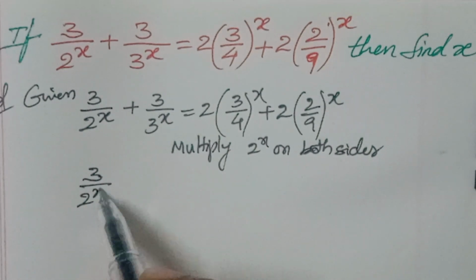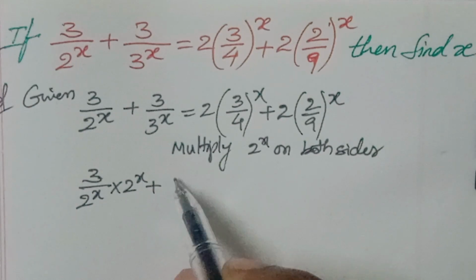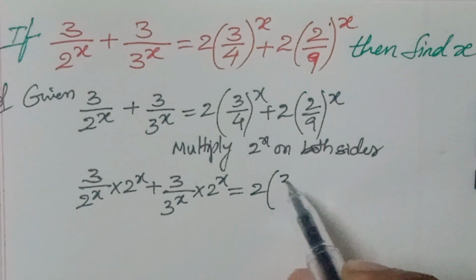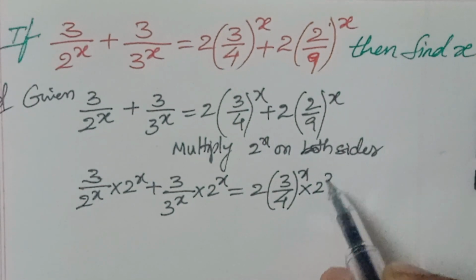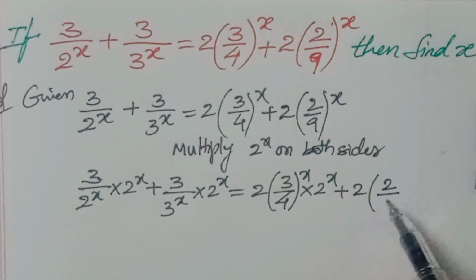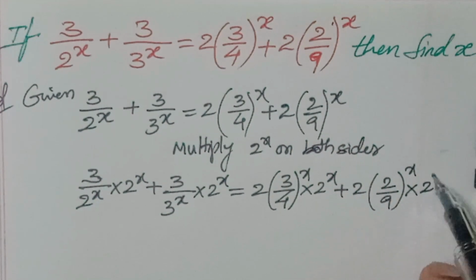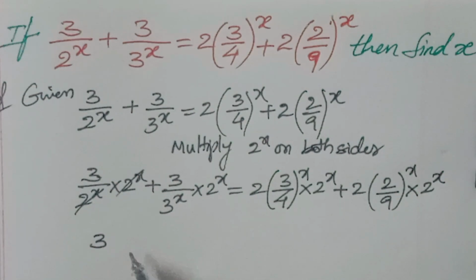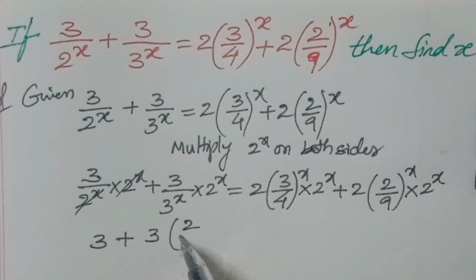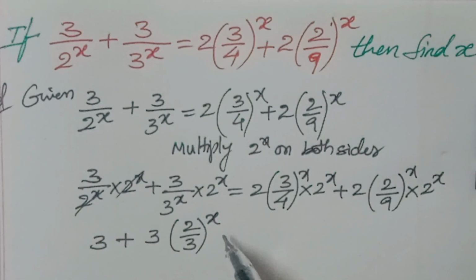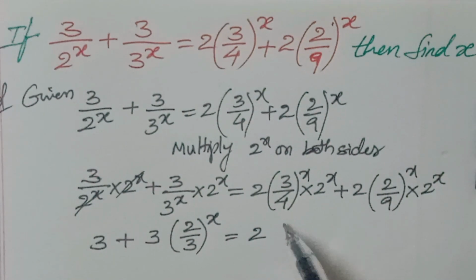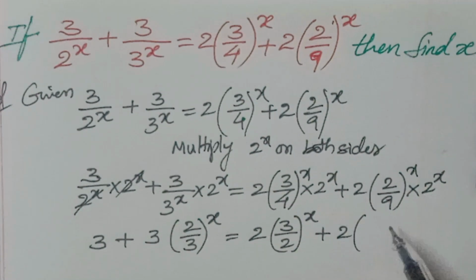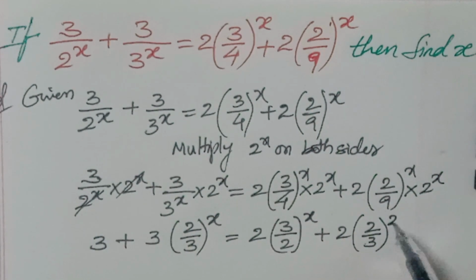Then (3/2)^x into 2^x, plus (3/3)^x into 2^x, is equal to 2·(3/4)^x into 2^x, plus 2·(2/9)^x into 2^x. Multiplying by 2^x, it will cancel, and here you will get 3. Next, here you will get 3·(2/3)^x is equal to 2·(3/2)^x plus 2·(2/3)^(2x).